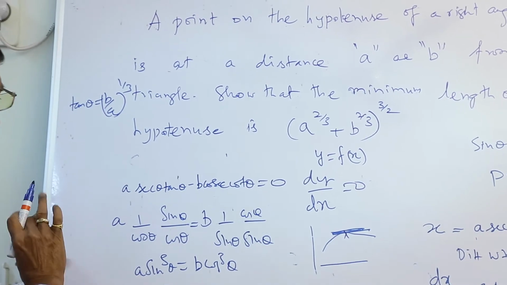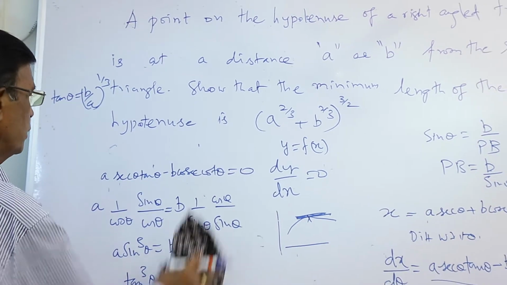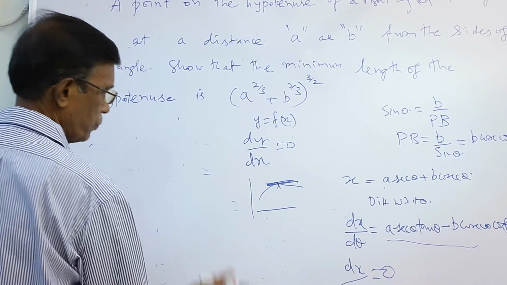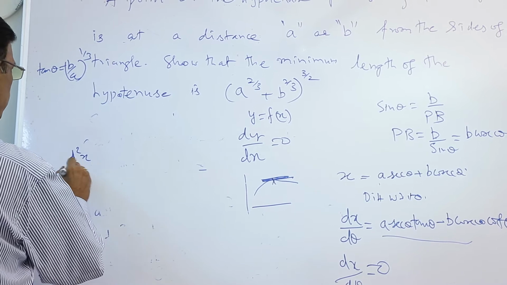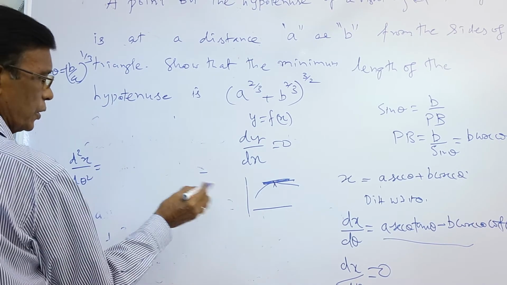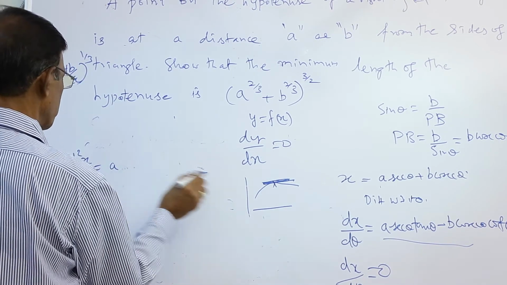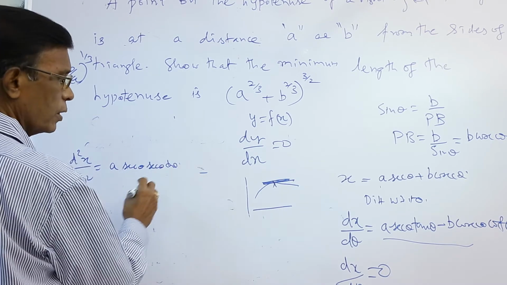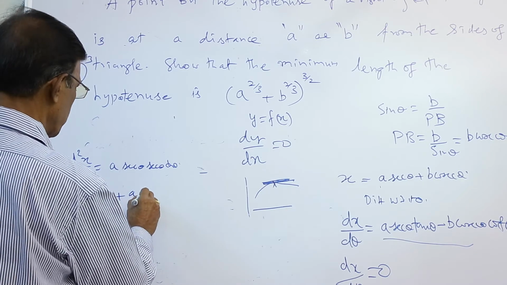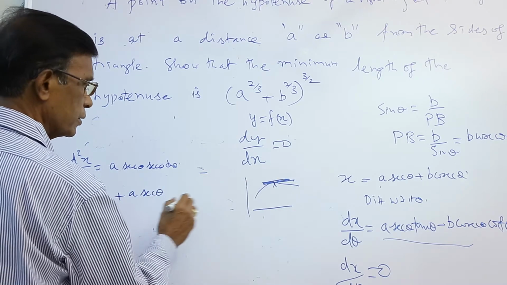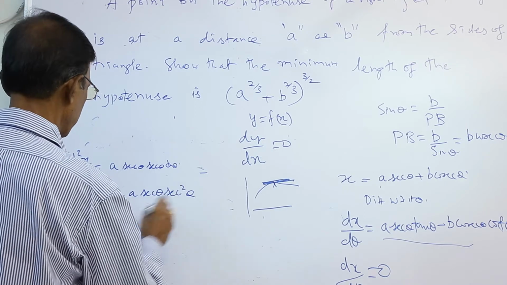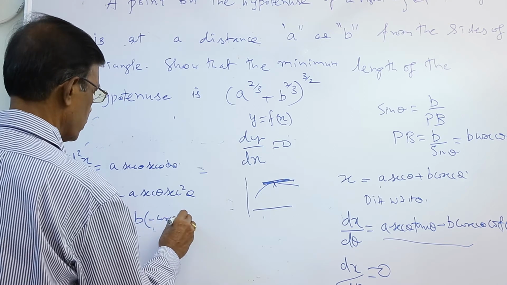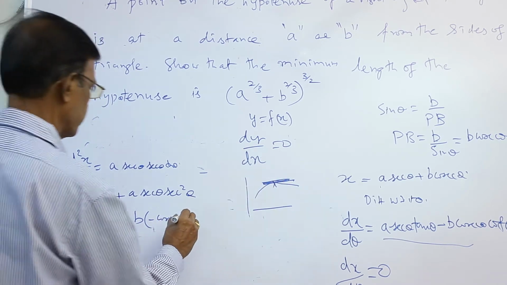So now I am going to differentiate dx by d theta. Now that will give you d squared x by d theta squared equal to a into secant theta into secant theta tan theta plus a into secant theta gives you secant squared theta minus b cosecant theta will give you minus cosecant theta cot theta.